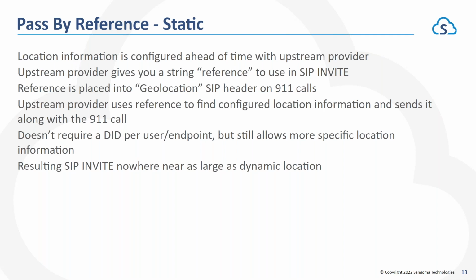And the upstream provider can use this token to find your pre-configured location information that is stored with them and send it along. In comparison to the case where you configure per DID, you don't have to do it per DID. However, because you're passing that reference, it does allow you to give that more specific location information. And like I said, the resulting SIP invite is nowhere near as large as if you were doing pass by value.